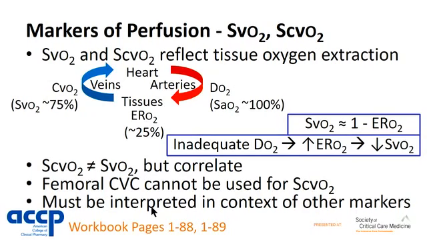Another common mistake I see at the bedside is folks placing a femoral central venous catheter and using that venous oxygen saturation to predict ScvO2. It actually cannot be used. You need to have a line that's in the thorax, so either a subclavian or IJ line, to actually use an ScvO2 for these purposes of markers of perfusion.